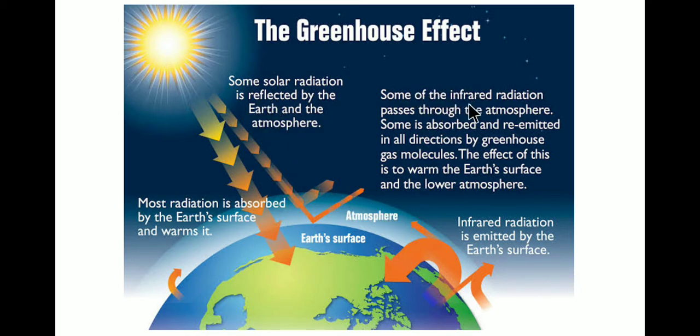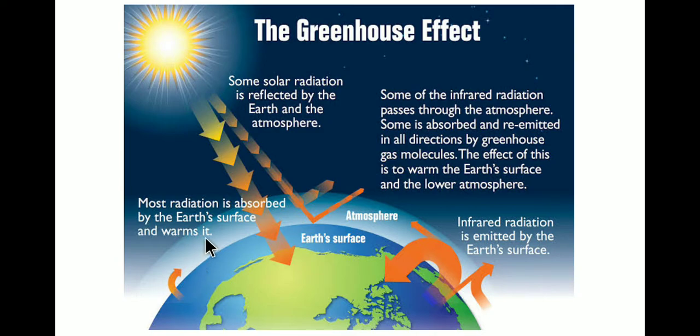Some of the infrared radiation passes through the atmosphere, some is absorbed and re-emitted in all directions by greenhouse gas molecules, and the effect of this is to warm the earth's surface and the lower atmosphere. This means that if the atmosphere were not there, then the planet earth would be very, very cold. Its average temperature would be minus 18 degrees Celsius.